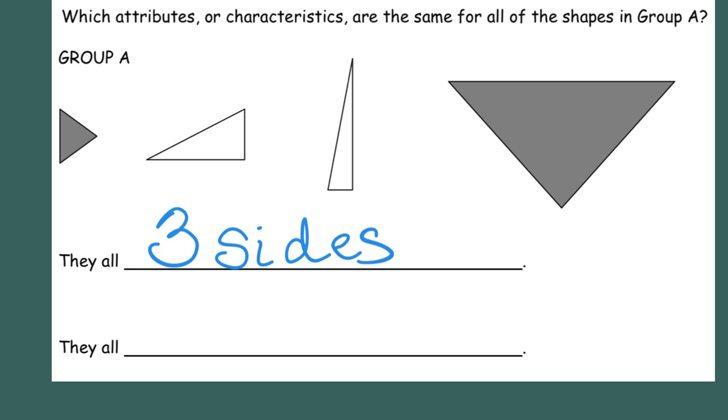Another attribute can be corners. So let's count the corners in all of our shapes. We know that a corner is where 2 lines meet. So 1, 2, 1 corner, 1, 2, 2 corners, 1, 2, 3 corners. So this shape has 3 corners. This one has 3 corners, and this one has 3 corners also. The last one has 3 corners too. So in this example, all the shapes have 3 corners.